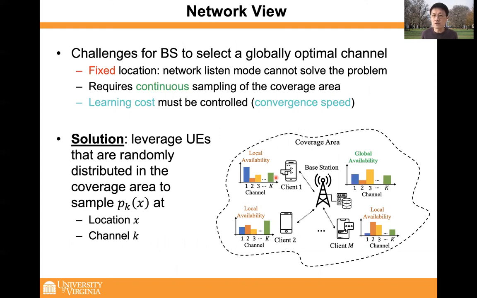On the other hand, if you want to solve this problem rigorously, you need continuous sampling of the coverage area, which is also, generally speaking, not possible. Lastly, as in other online learning applications, we always want to control the learning cost so that we get a good convergence speed. The solution here is something that we wireless engineers all know very well. The base station is fixed at one location, but we have users that are randomly distributed in the coverage area. So we should rely on them to measure the channel and report back.